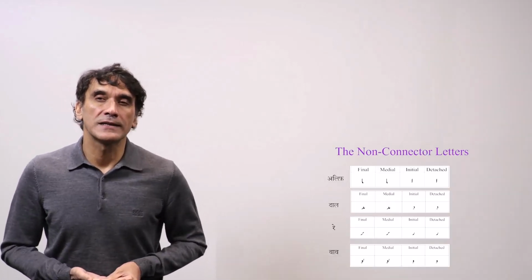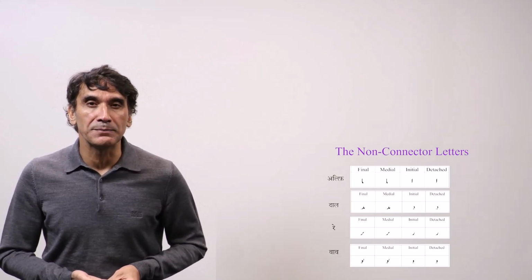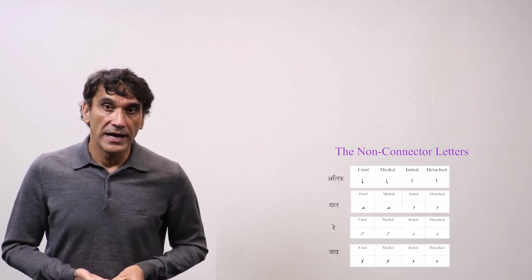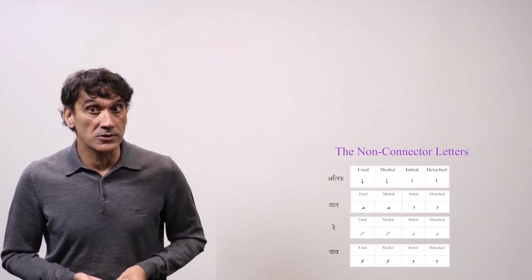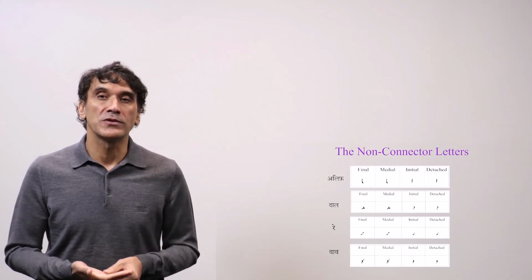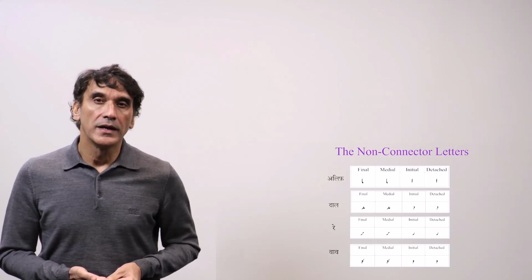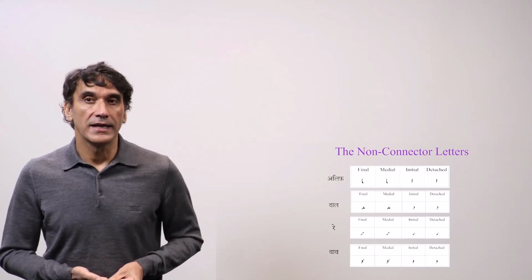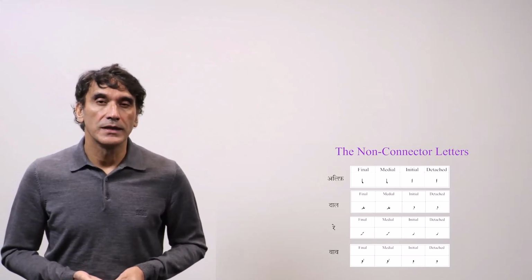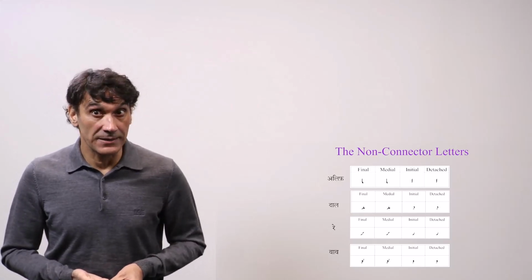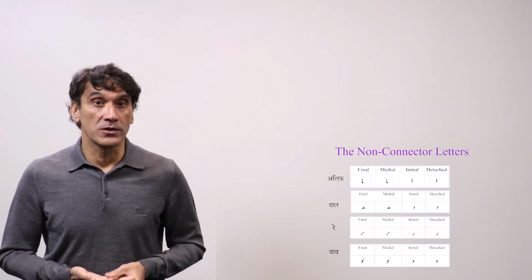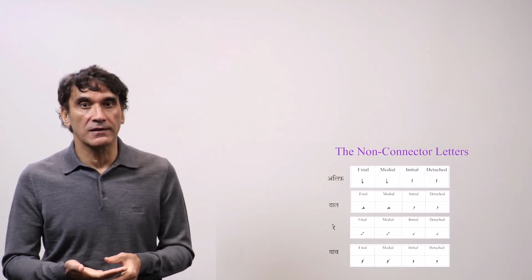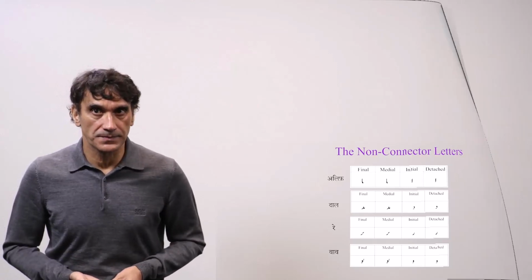Since the non-connector letters do not connect to the next letter, it means that the initial form and the detached form are the same, and the medial and the final forms are also the same. You only need to remember two forms. Here you can see all four forms of Alif, Re, Dal, and Vav. The initial and detached form are the same, and the medial and the final forms are also the same. We will take many examples of the use of non-connector letters in our later videos.